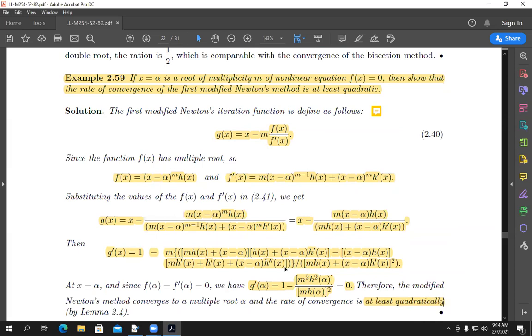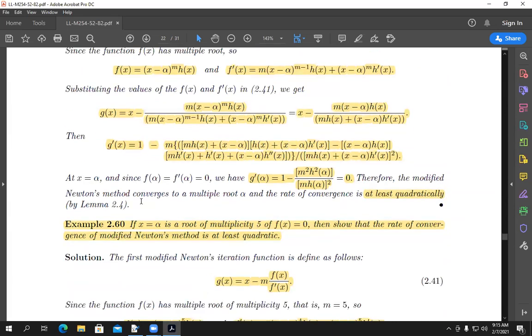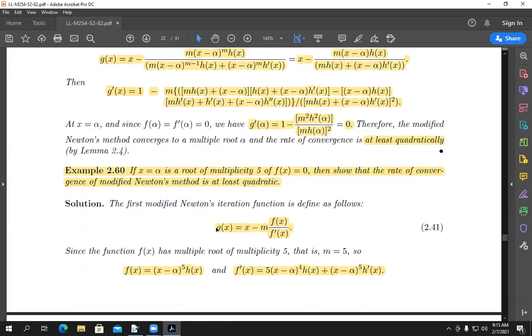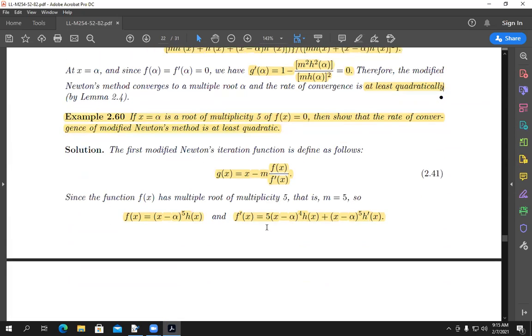So examples 2.58 and 2.59 are generalized examples for the case of multiple root of the Newton and the modified Newton cases. Now this is an example I gave in the final exam one time. If x equal to alpha is a root of multiplicity 5 of f of x equal to 0, show that the rate of convergence of the modified Newton method is at least quadratic. The Newton formula is this one. We know here, what is m? It is 5.